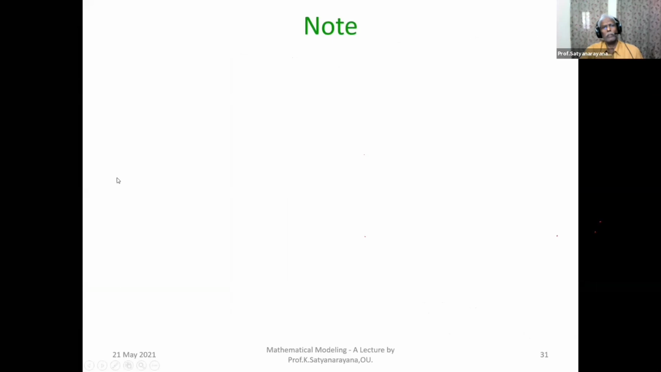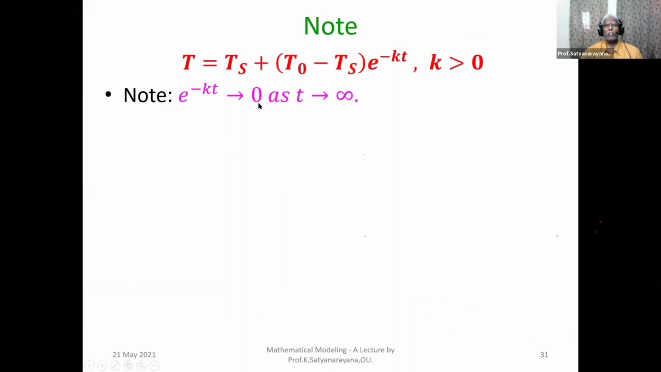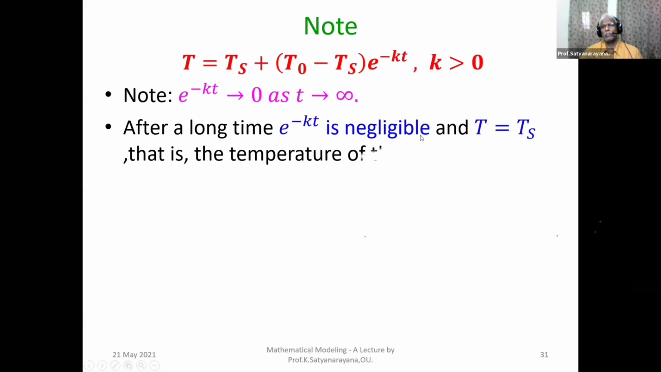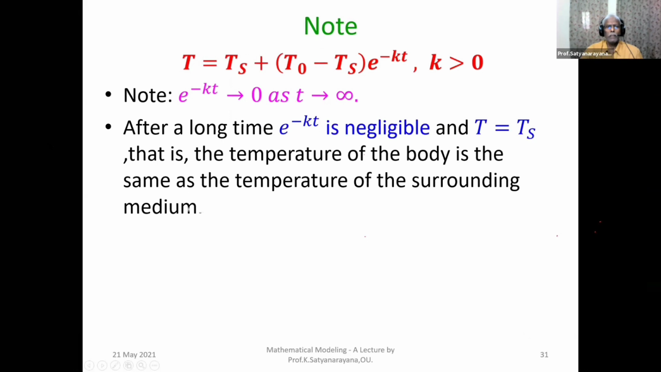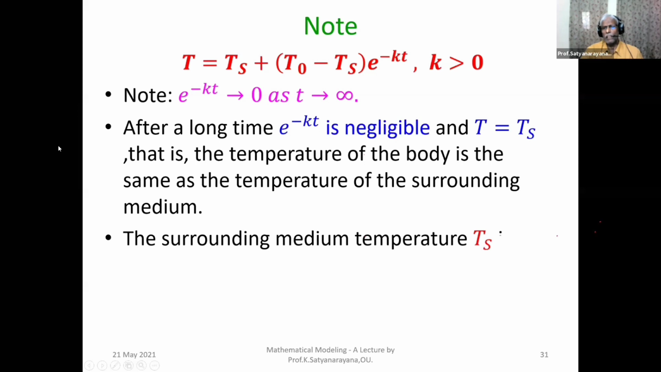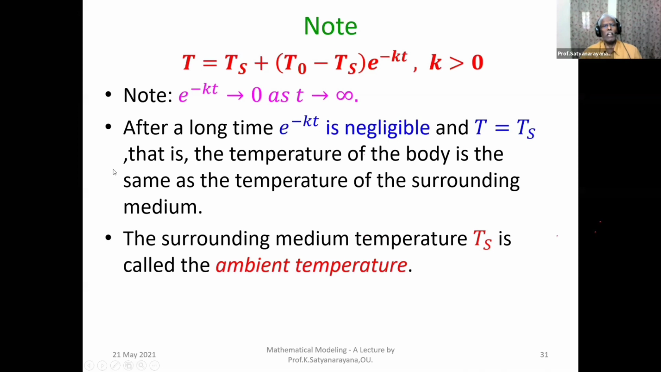Note, T is equal to Ts plus T naught minus Ts e to the power of minus kt, k greater than 0. Note, e to the power of minus kt tends to 0 as t tends to infinity. You need not wait for t tending to infinity. After a sufficiently long time, it will become negligible, and thereby T is equal to Ts. That means it will come to the room temperature. The surrounding medium temperature is technically called the ambient temperature. That is, Ts is called the ambient temperature.